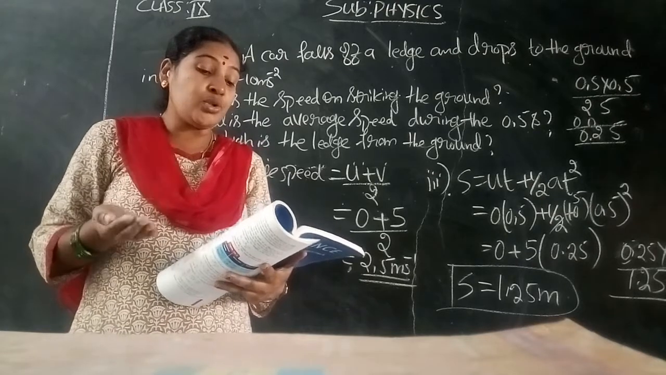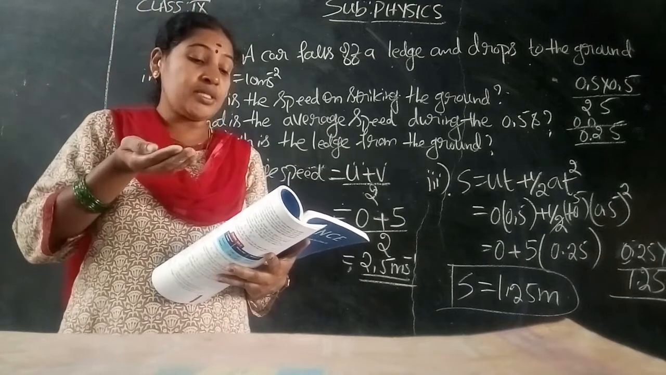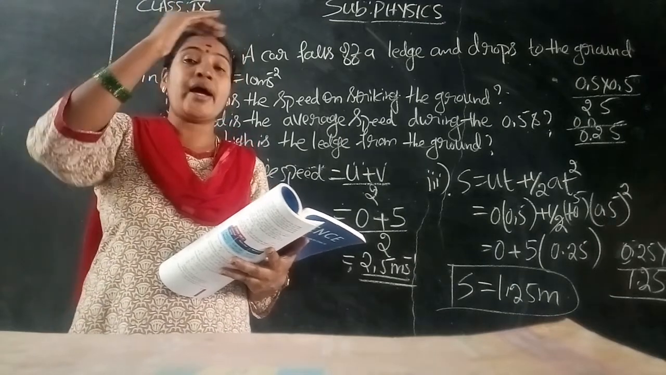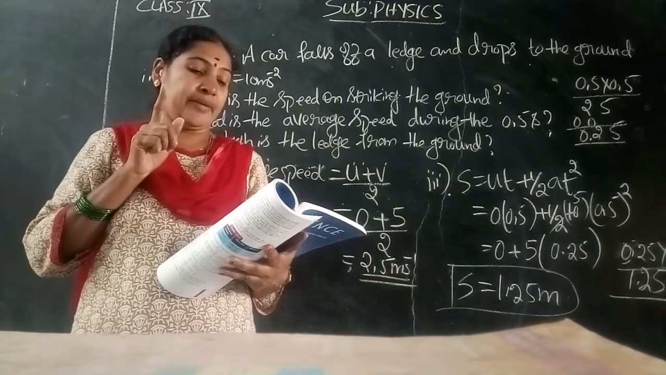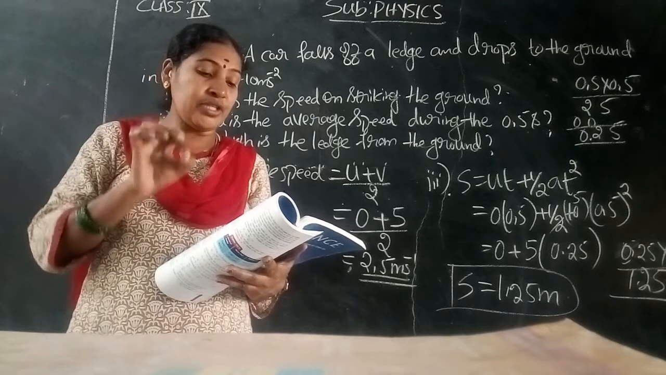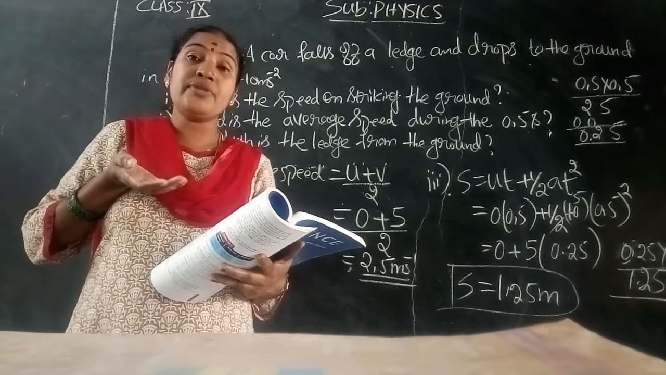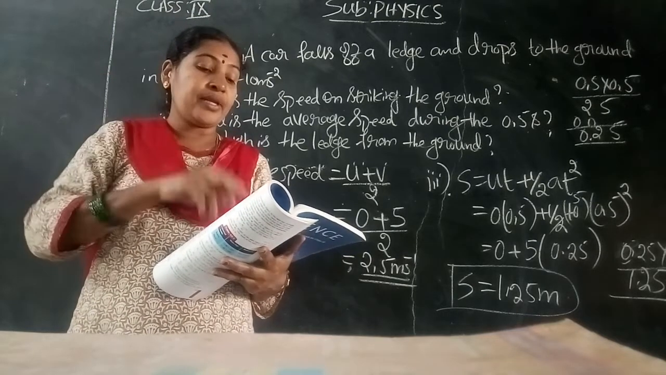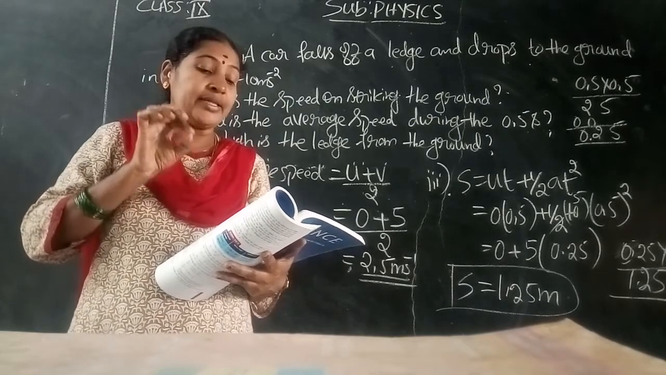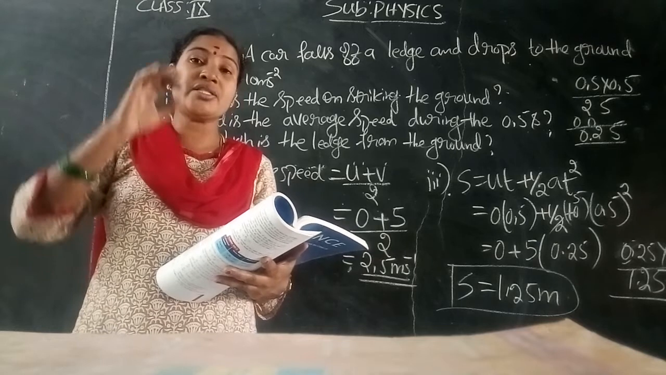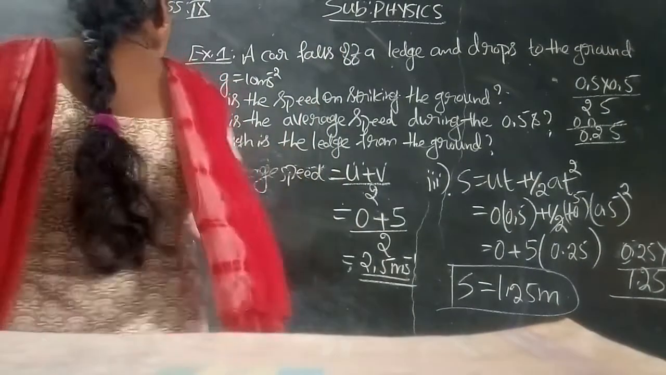An object is thrown vertically upwards. Here we are throwing in the upward direction. An object is thrown vertically upward and rises to a height of 10 meter. So H or S we have to consider as 10 meter. Calculate the velocity with which the object was thrown upward. Then the other one, calculate the time taken by the object to reach the highest point. So what they have given, and what we have to find out.